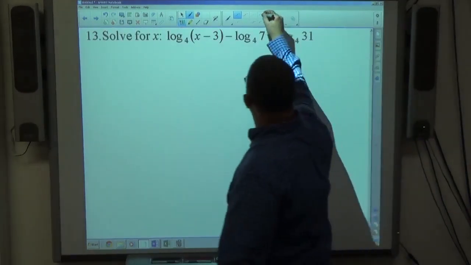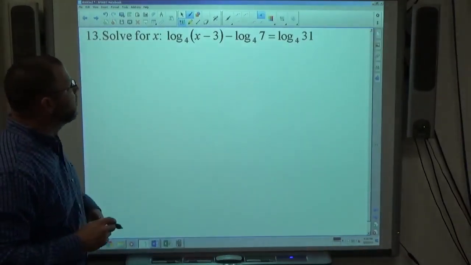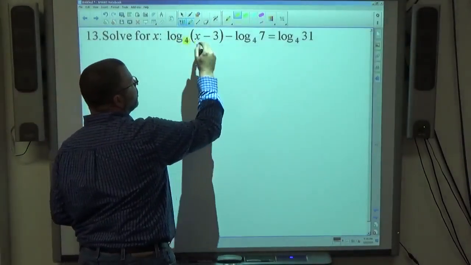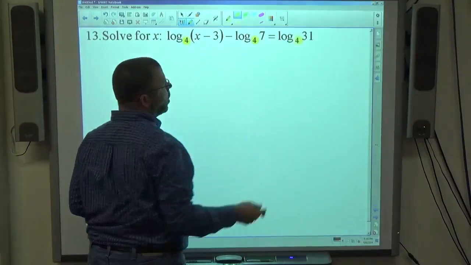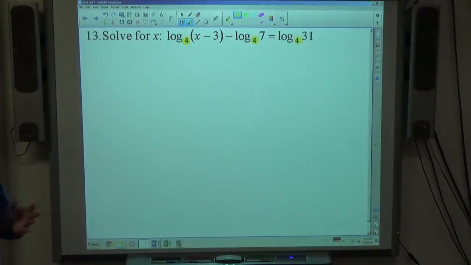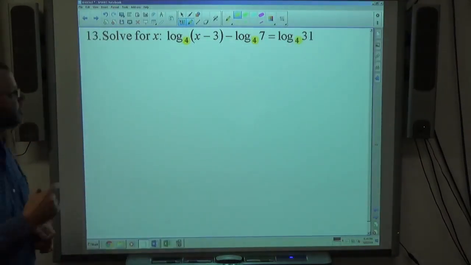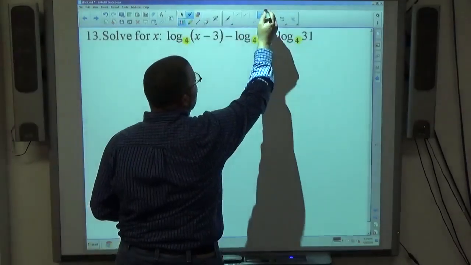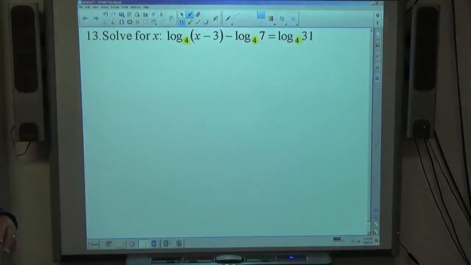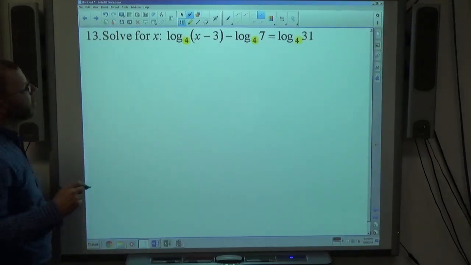We have logarithms being subtracted. The only requirement of logarithms, it doesn't matter what base they are, just as long as they're the same. So log base 4, log base 4, log base 4. Everything's base 4, so you can ignore the bases. They're not going to matter in this problem. All right. Go ahead and write it as you're writing it down, but just know that that 4 is not going to have any basis for how we're going to solve this.